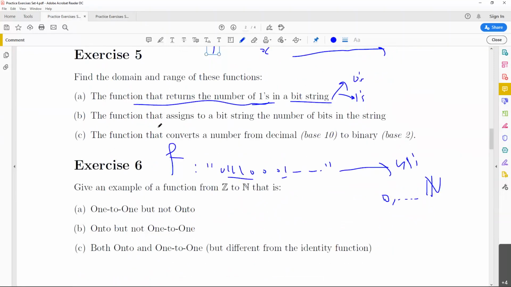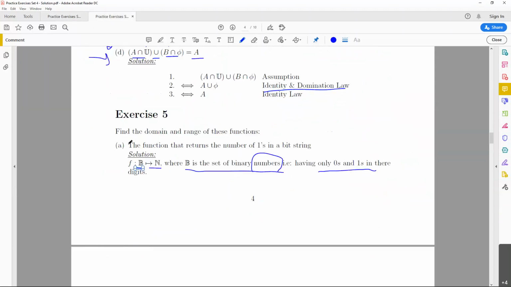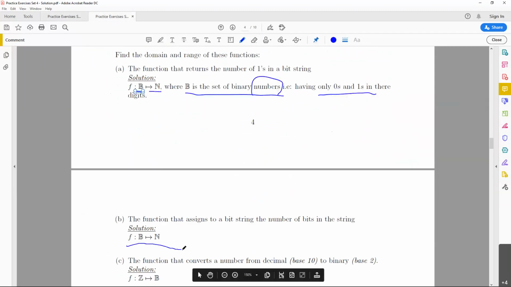The function that assigns to a bit string the number of bits in that string. Same thing, we're going to be taking a bit string, but this time we're going to be returning the whole size of the string. So you're counting zeros and ones. It's going to be the exact same thing.